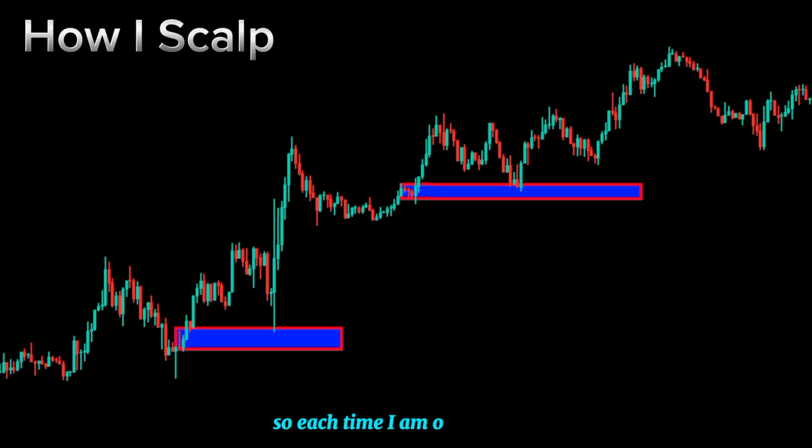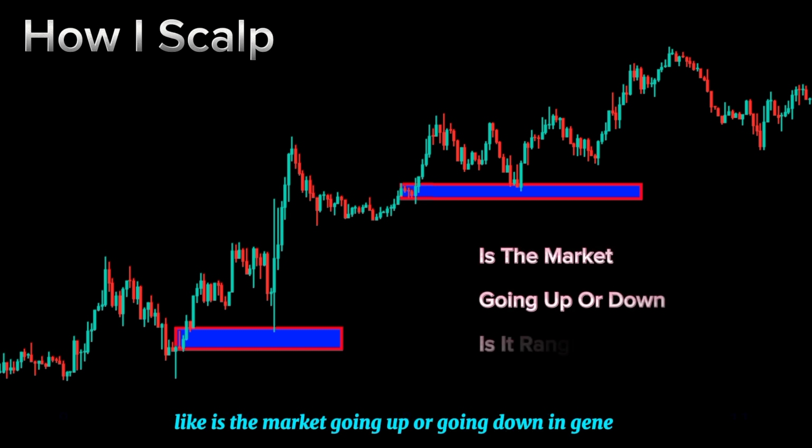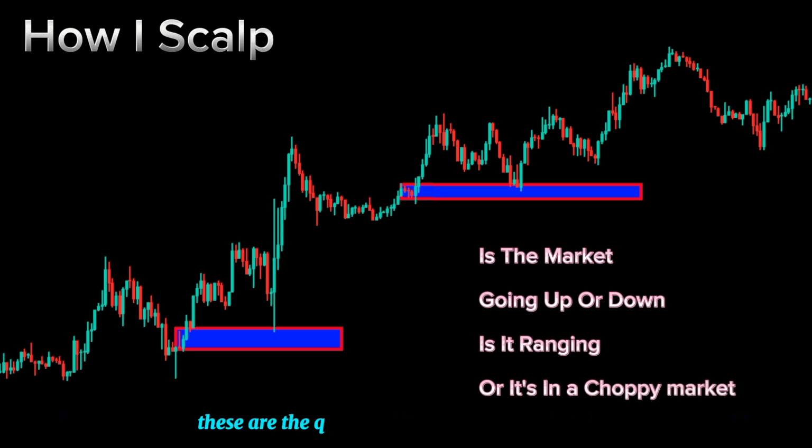So each time I am on the chart, the first thing I try to understand is the market structure at that moment. Like, is the market going up or going down in general? Is it ranging, or is it just a choppy and untradable market that I should avoid? These are the questions I ask myself as I analyze.